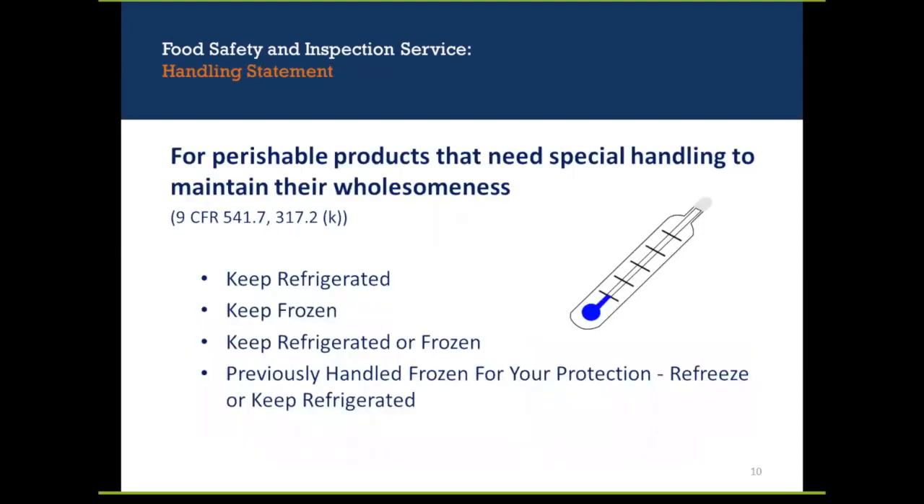A handling statement must appear on the principal display panel for all perishable products that need special handling to maintain their wholesomeness. Examples of handling statements include keep refrigerated and keep frozen. There will likely be a handling statement on most fish and fish product labels, such as frozen fillets or breaded products. Examples of products that don't need the handling statement would be products like a dried product that's shelf stable, or thermally processed or canned product.